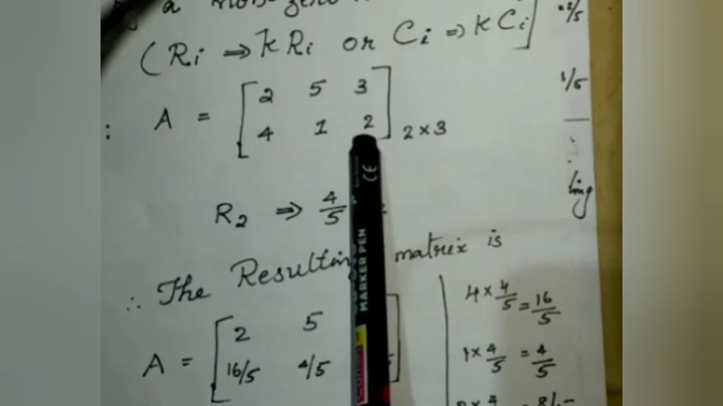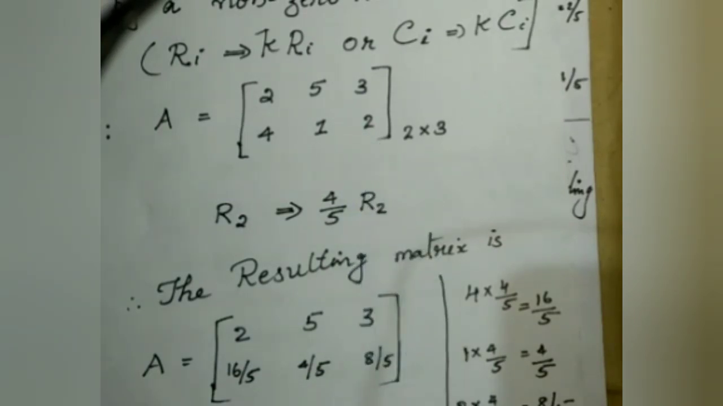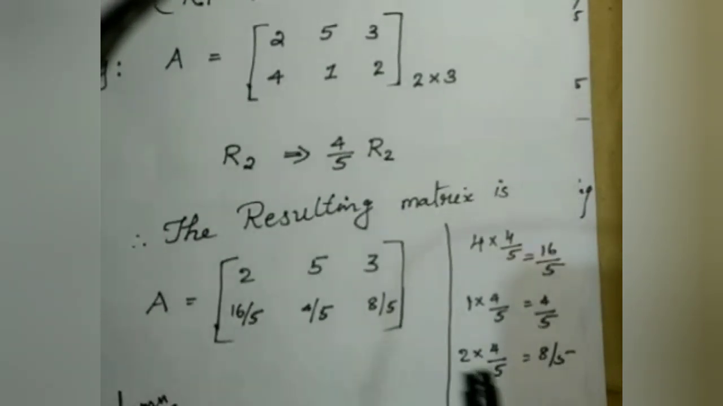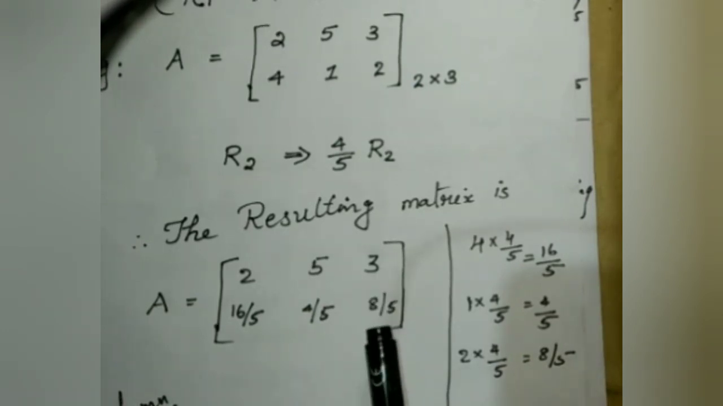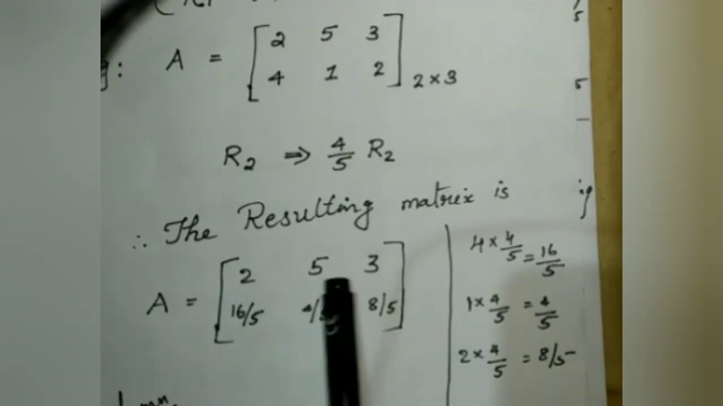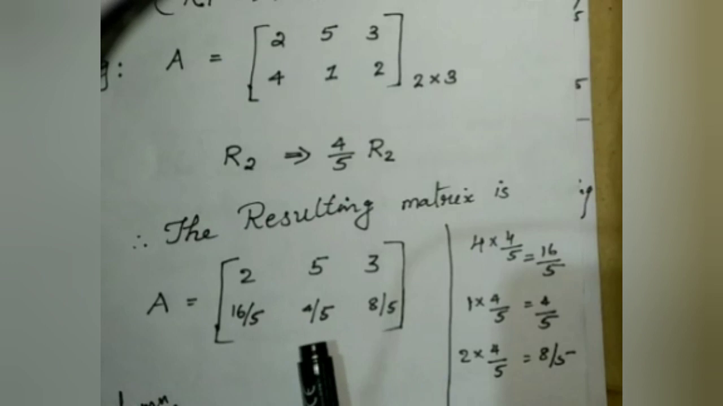The third element is 2, also multiplied by 4/5. That is 2 into 4/5, equal to 8/5. Therefore, the third element is 8/5. Therefore, the new matrix has elements 2, 5, 3 and 16/5, 4/5, 8/5.